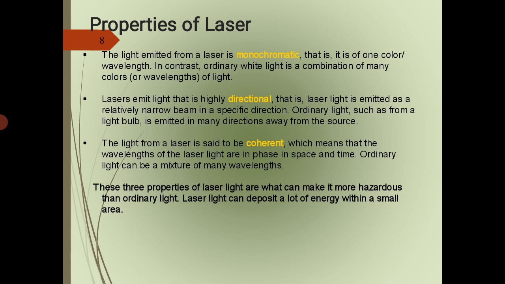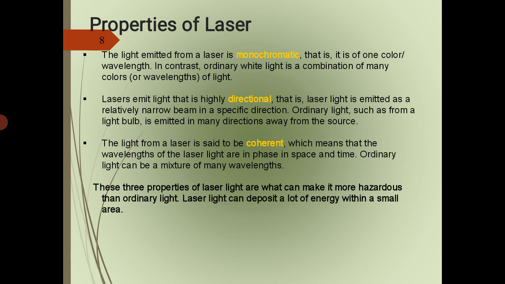In this video lecture, we will see the properties of lasers. There are four properties: monochromatic, directional, coherent and intensity. One by one we will discuss. The light emitted from a laser is monochromatic, that is, it is of one color or wavelength. In contrast, ordinary white light is a combination of many colors of light.